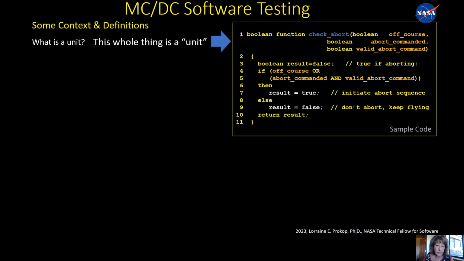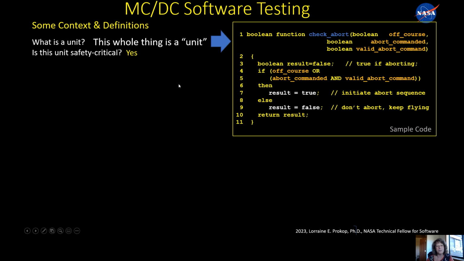Imagine it's on a rocket during launch or something, and it receives 3 parameters, and they're all true or false: off course, abort commanded, and valid abort command. Off course would be if maybe the guidance system decides it's not where it should be. Abort commanded would be if the crew is on board and they command abort, and then you validate that that's a valid command. And then it returns a true or false. Assuming it's true, you abort the vehicle. If it's false, you don't. Okay, we'll go through this.